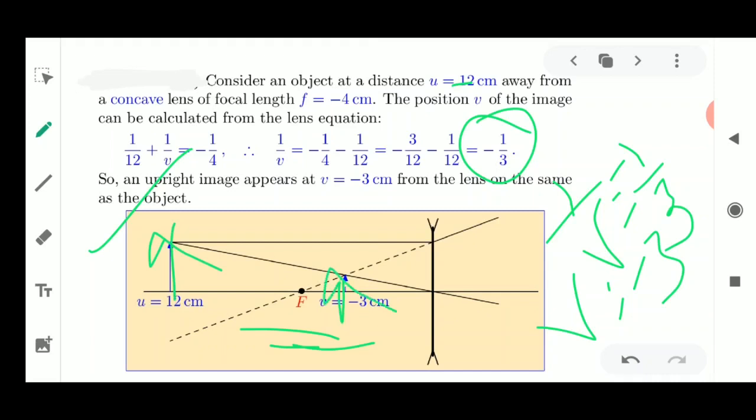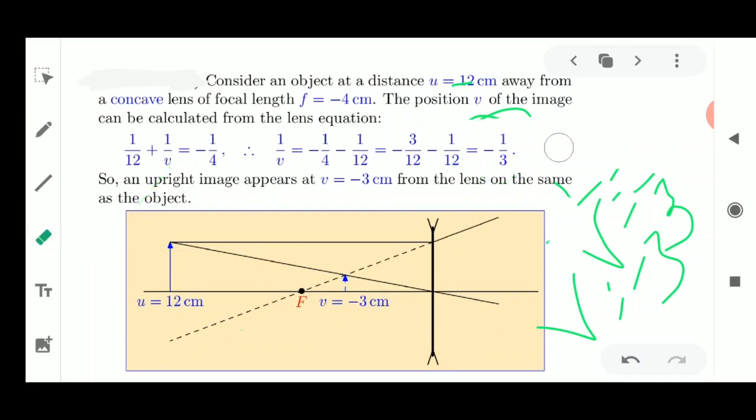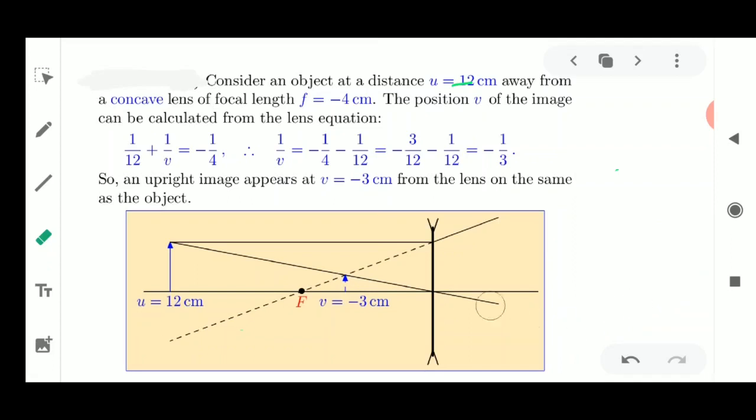Just now we saw the numerical in the same manner, where the object was placed beyond F, and we found the image was very small, between F and the pole of the lens, meaning the optical center of the lens. The image is obtained in very diminished form. It is an upright image, but it is a virtual image. This virtual image is formed on this side, that is why it is drawn in a dotted line.